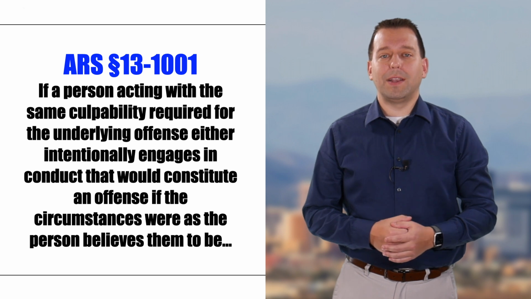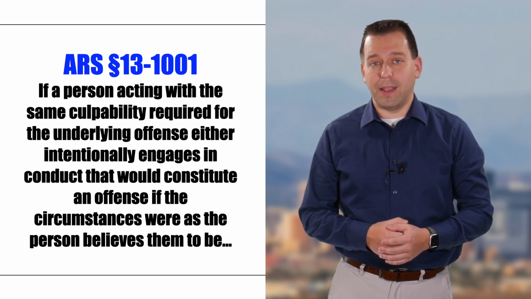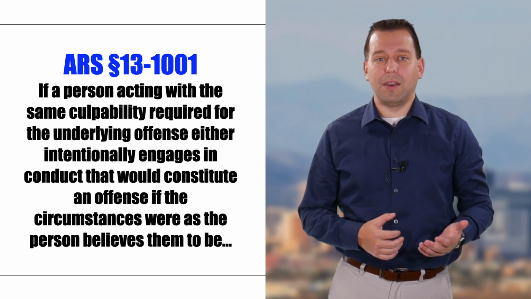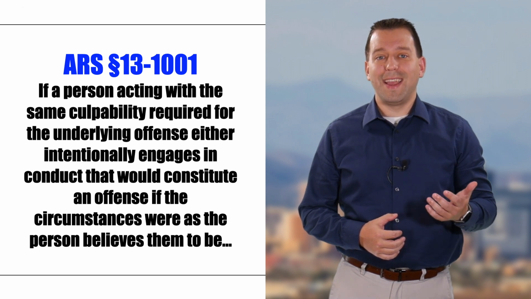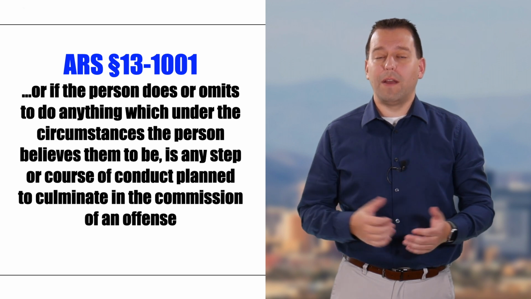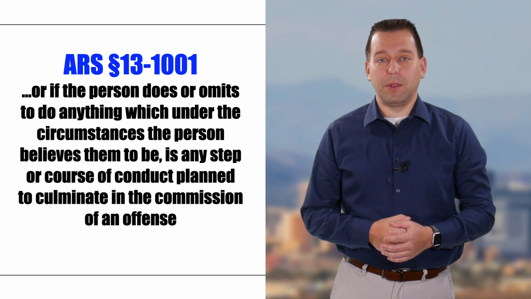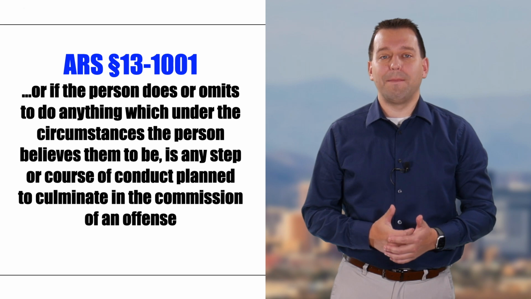Attempt is defined at ARS Section 13-1001 and occurs if a person acting with the same culpability required for the underlying offense either intentionally engages in conduct that would constitute an offense if the circumstances were as the person believes them to be, or if the person does or omits to do anything which under the circumstances the person believes them to be is any step or course of conduct planned to culminate in the commission of an offense, or in limited other circumstances that, frankly, are difficult to explain in a 5-minute video.